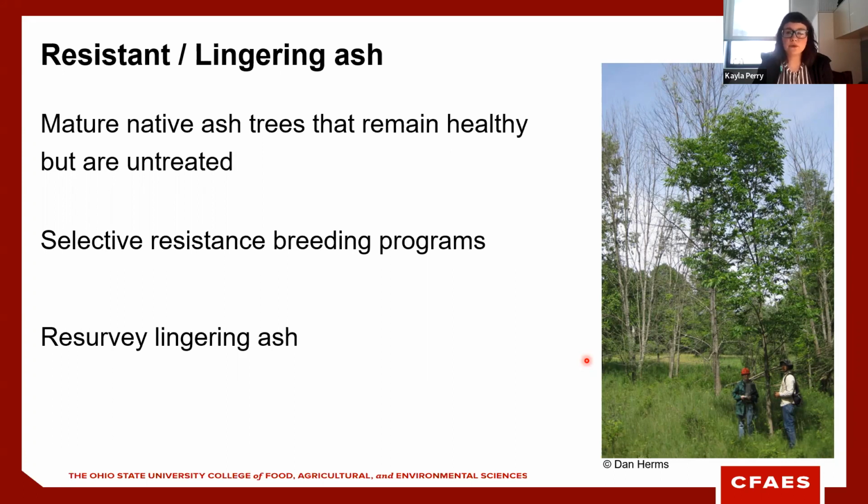It takes a long time to grow a tree from seed and to get it to be the size in which it becomes susceptible to EAB. So these programs take a while, but they have the potential to be very successful. One of the things that I'm hoping to do is to resurvey some of the lingering ash that we identified in some of our Michigan work to see how these are doing. In some cases, lingering ash that have been surveyed over time have been found to decline and eventually die. It just happens at a slower rate. But it is very important that we continue to survey these lingering ash to see how they're doing over time to then inform these resistance breeding programs.